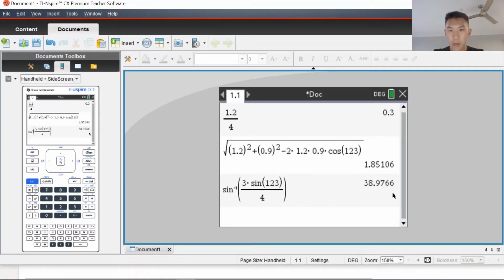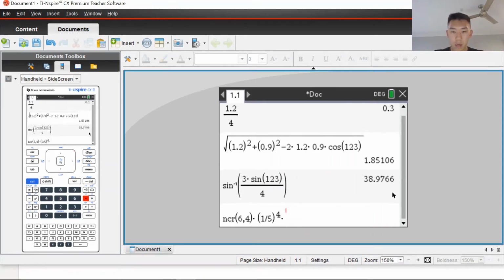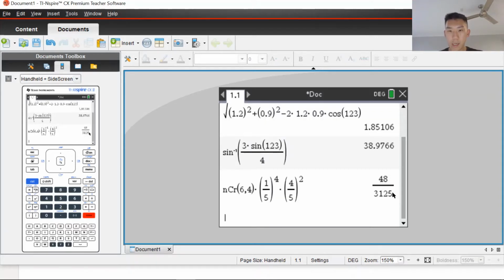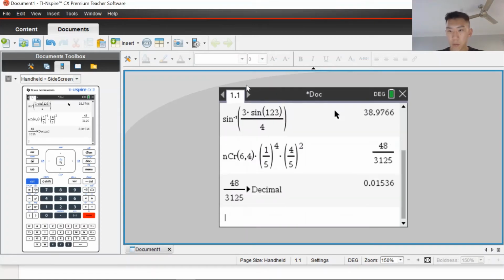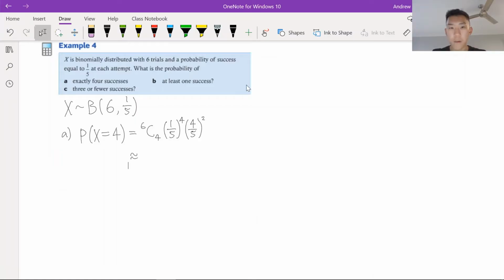So you can go nCr 6, 4, so that's 6C4, times 1/5 to the power of 4, times 4/5 to the power of 2, and if we convert that to a decimal, we should get 0.0154.